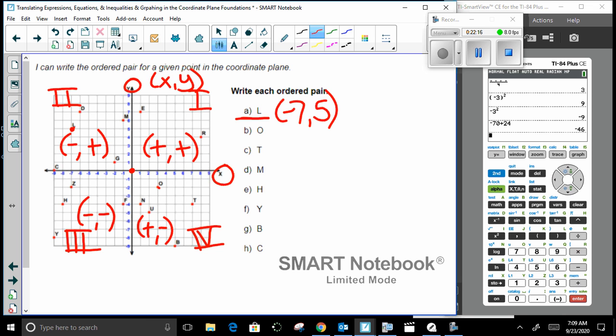Point O is right here. So if I start at the origin, I do my horizontal axis first. I need to go right, which is positive x's. So right 3, that's positive 3. And down to it on the y vertical, which would be negative 2.